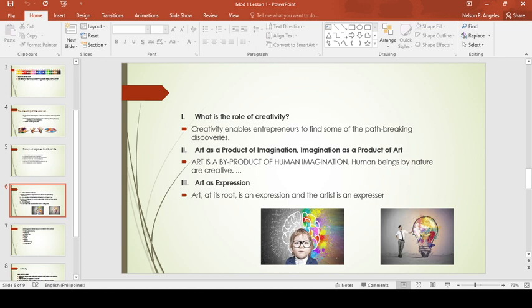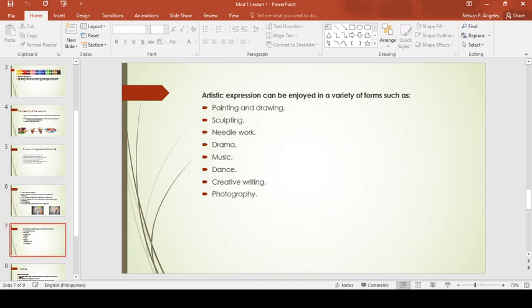Okay? Next is art as expression. So art at its root is an expression and the artist is an expresser. Okay? Translating in order to create meaning. So art expresses and translates. Art acknowledges and reveals. Art transfers and art intervenes. So art is an expression of feelings, belief, and character. So what are the art expressions that can be enjoyed in a variety of forms?